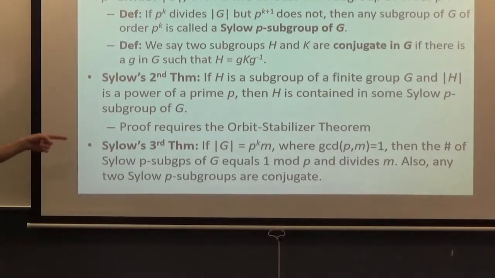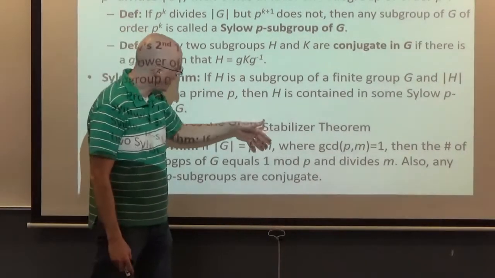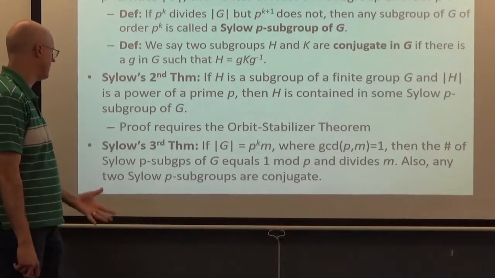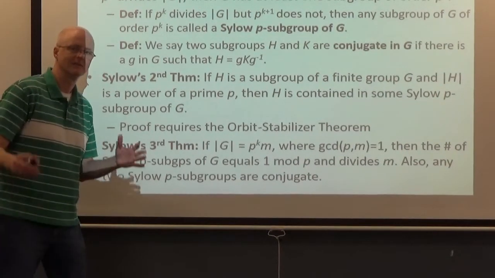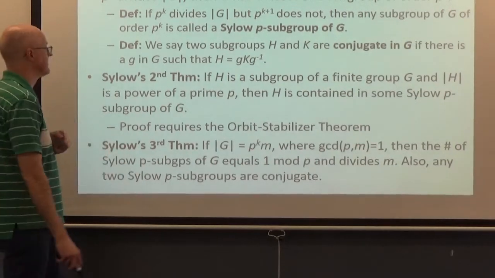Then what's the number of Sylow p subgroups? The possible number of Sylow p subgroups. The theorem claims it equals 1 mod p, and it also divides m. Also, any two Sylow p subgroups are conjugate. This is where lecture 22 would be good to look at if you have no idea what this is talking about.